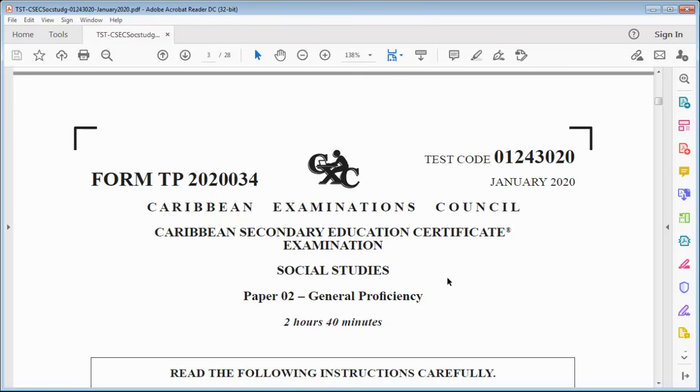Today we'll be doing the CSEC Social Studies January 2020 past paper 2. But we'll be looking at question 1, the question about the family.